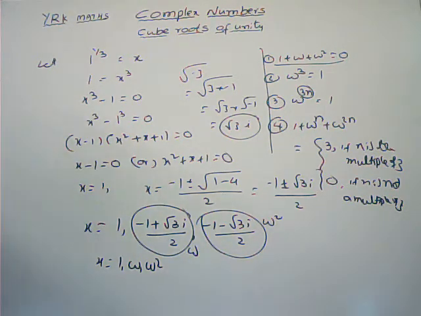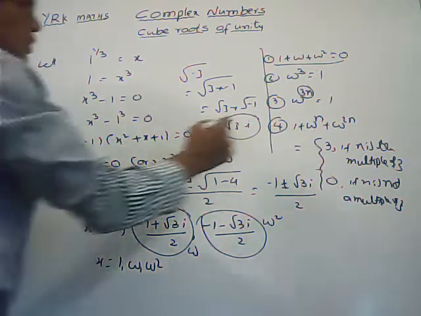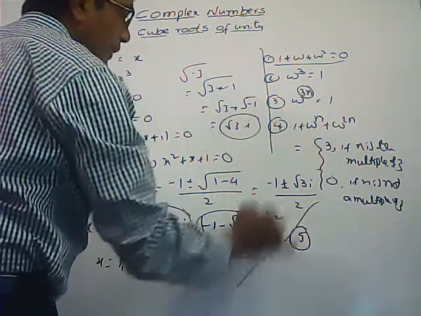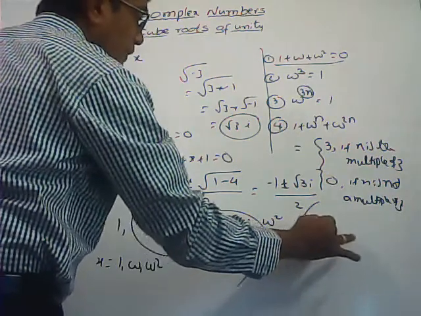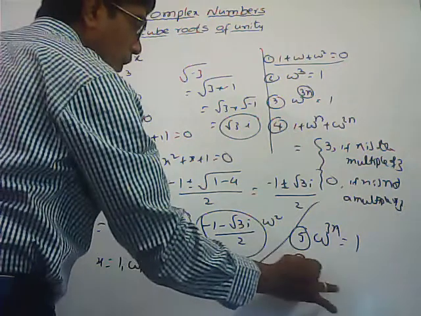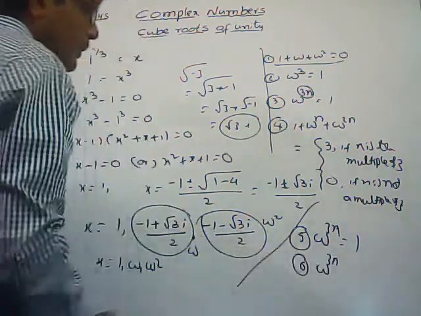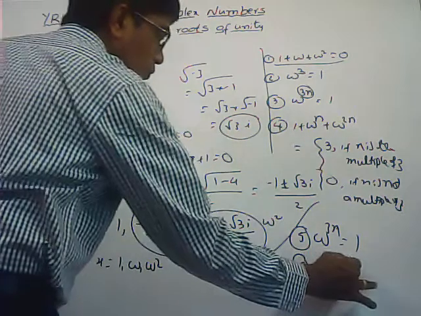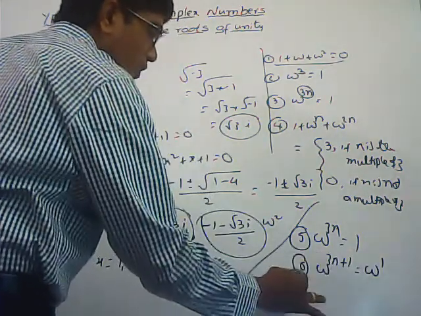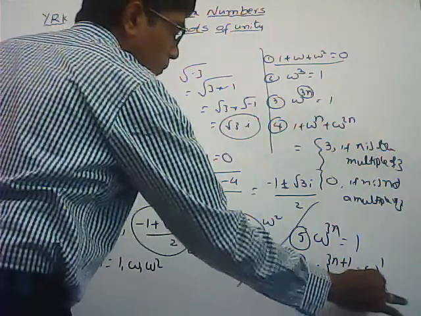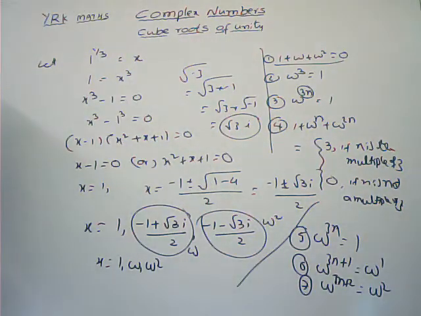And here, if any higher value is given, for example, the fifth one, we can also add omega power 3n. What I said here is that it is always 1, and omega power a multiple of 3 is 1. If a remainder of 1 is there, we can write omega power 1, and omega power 3n plus 2 is equal to omega power 2.